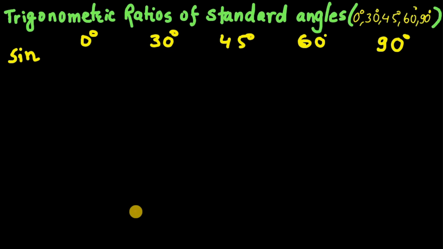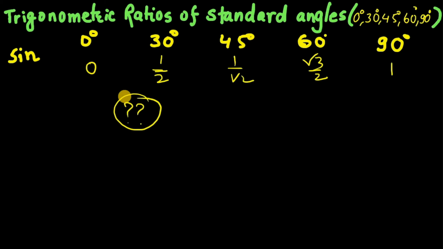Today we'll talk about trigonometric ratios of some standard angles, that is 0 degree, 30 degree, 45 degree, 60 degree and 90 degree. Without using a calculator, these values you should know just at a glance. For example, if I ask you what is the value of sine 30 degree, then you should say it's 1 by 2. Similarly, sine 60 degree is root 3 by 2, sine 45 degree is 1 upon root under 2, sine 90 degree is 1, and sine 0 degree is 0. So how is that possible?